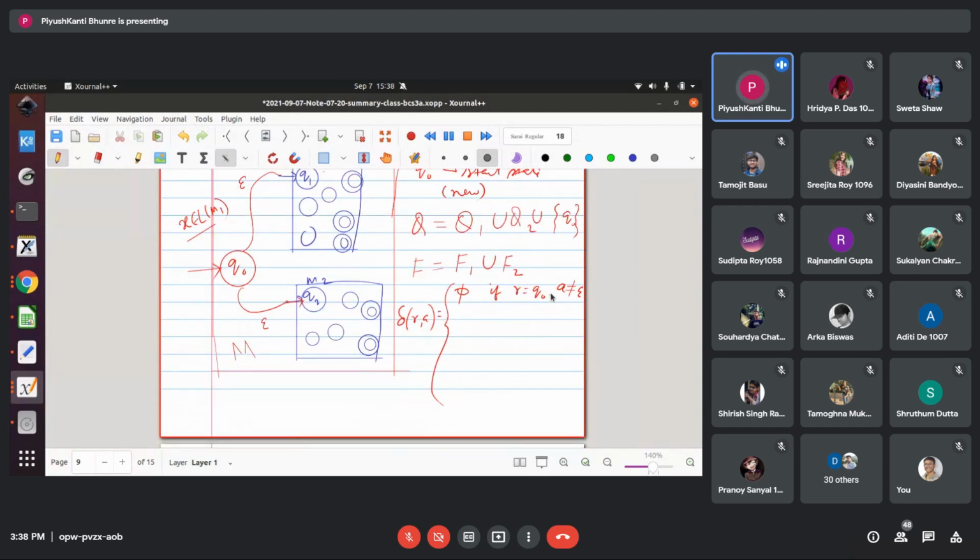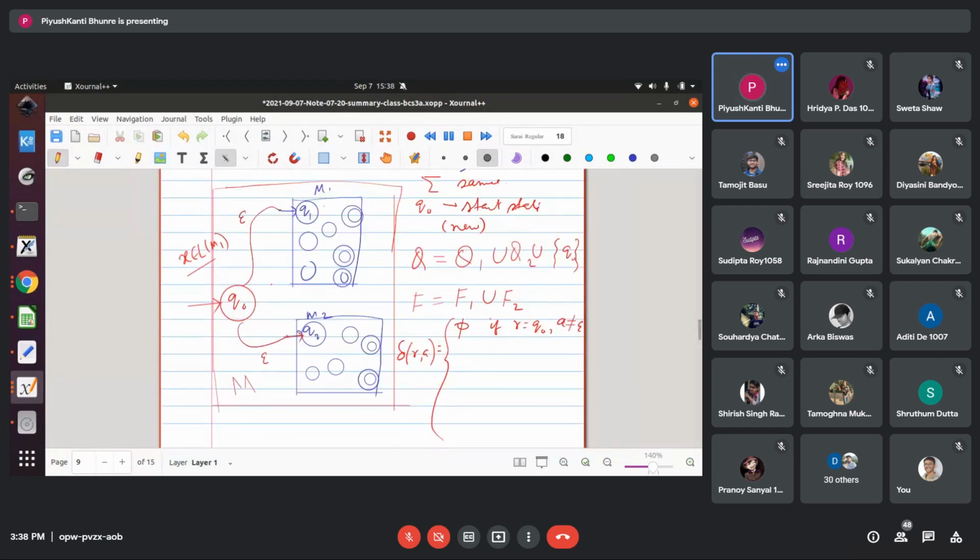Next we define the case where it is epsilon. If it is epsilon, it will be Q1 and Q2 if R equals Q0 and A equals epsilon. This corresponds to these epsilon moves.